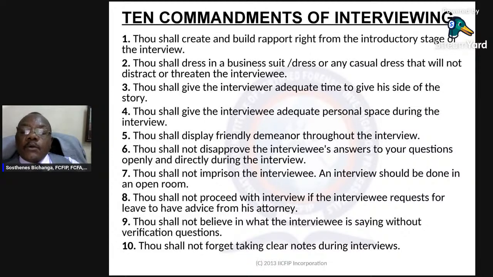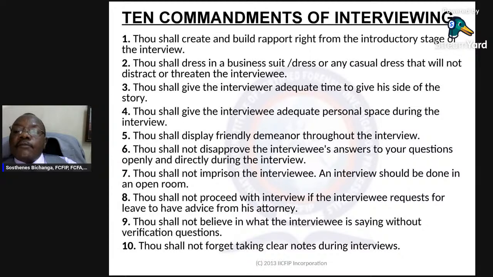Number 5, thou shalt display friendly demeanor throughout the interview. Even if things are not going according to plan, even if you feel that the witness is a suspect and is lying to you, or has become hostile, do not also become hostile. Remain calm, friendly, and let yourself be seen to be friendly throughout the interview, so that you get the maximum information from the interview. Number 6, thou shalt not disapprove the interviewee's answers to your questions openly and directly during the interview.